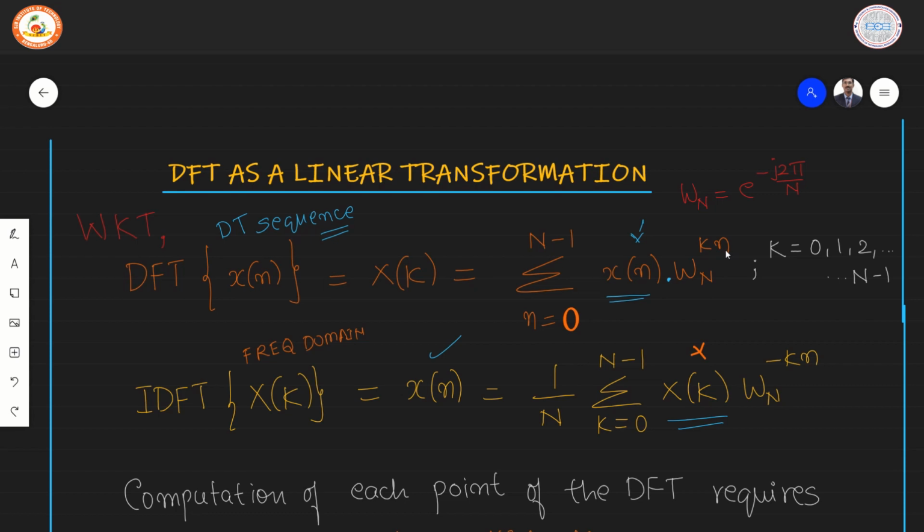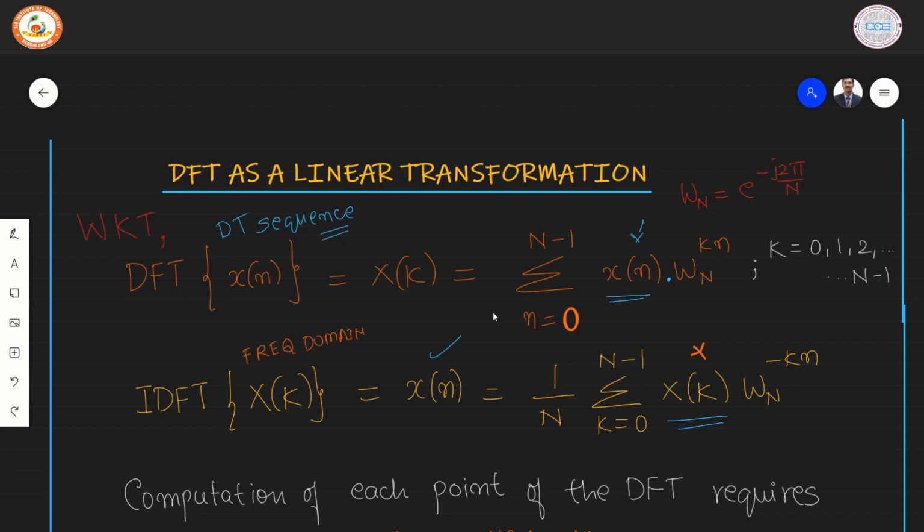The result of applying the DFT on the time domain sequence gives you the frequency domain sequence called X of k. The range for k is between 0 to N minus 1. So this particular equation is referred to as the N-point DFT.